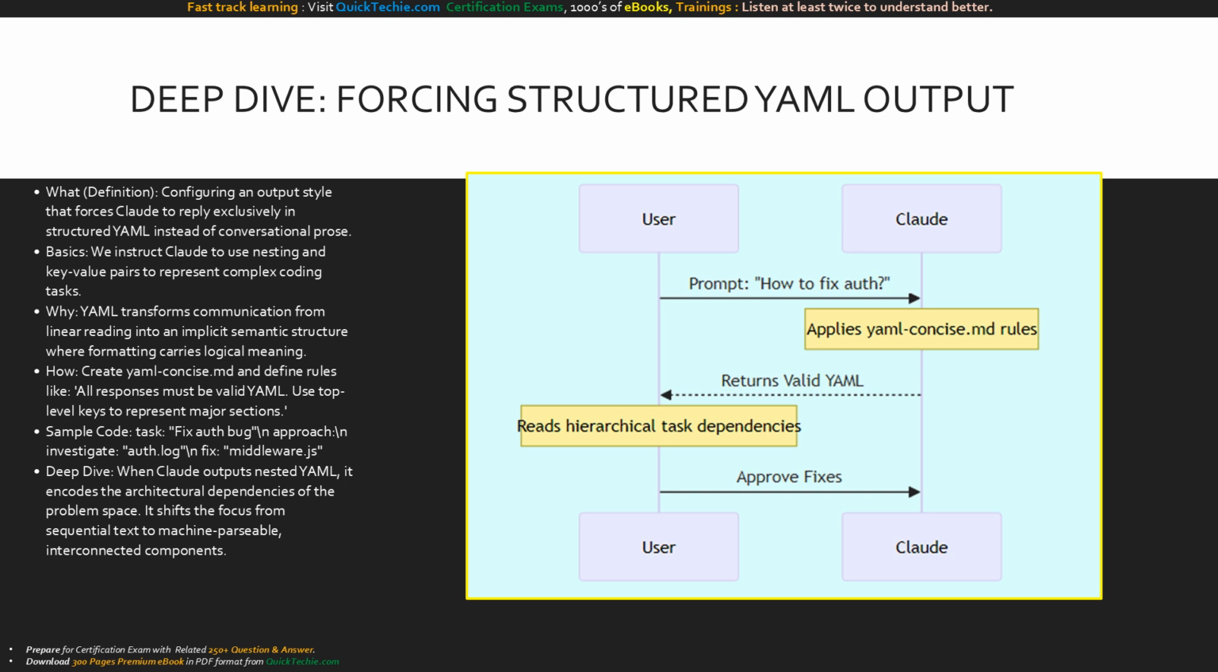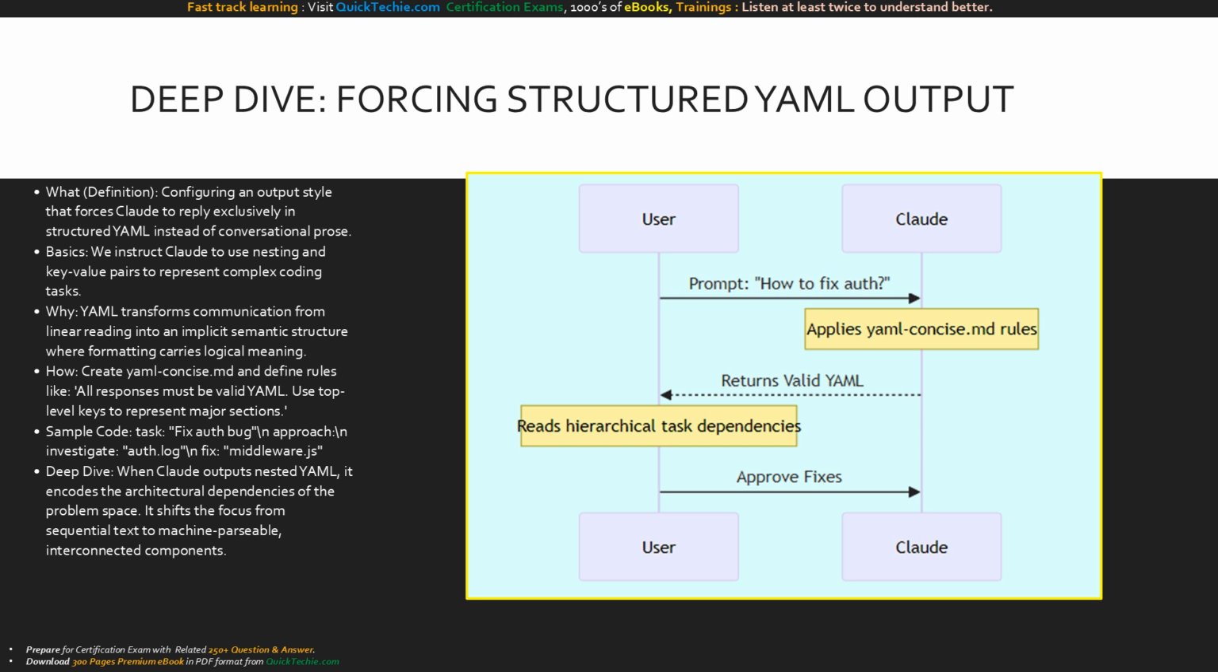Look at the sample code. You instantly see the task, approach, and target files. In our deep dive, we realize that when Claude outputs nested YAML, it's actually encoding architectural dependencies. It shifts our focus from reading sequential text to analyzing interconnected, machine-parsable components.